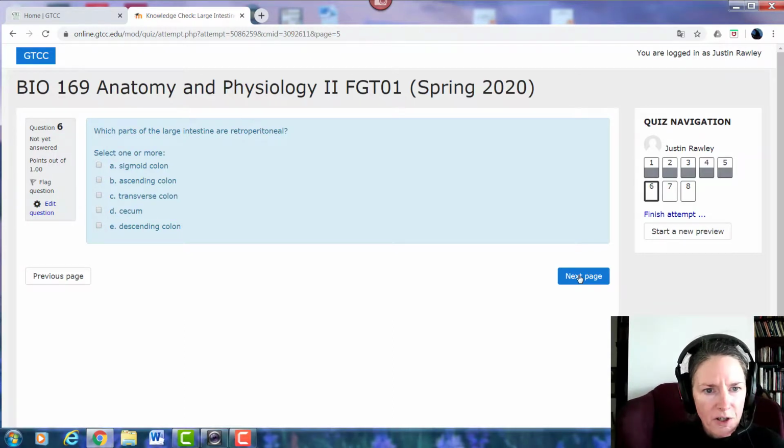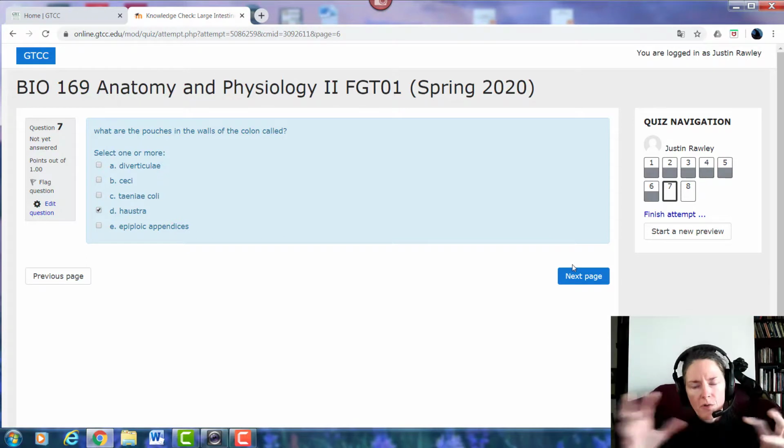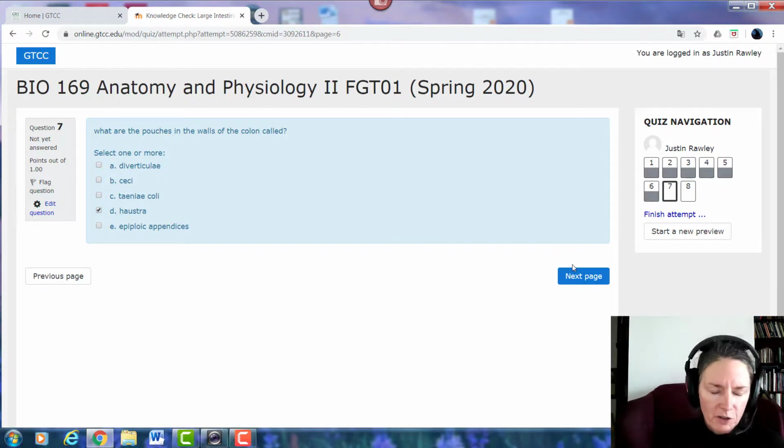All right, which parts of the large intestine are retroperitoneal? Well, we have the ascending colon and the descending colon. The cecum's intraperitoneal. The transverse colon is definitely within the transverse mesocolon. The sigmoid colon has a sigmoid mesocolon. So we know it's the ascending and descending colon. All right. What are the pouches in the walls of the colon called? Haustra. And this is where we have our haustral churning, where we've got movement of material back and forth between adjacent haustra.